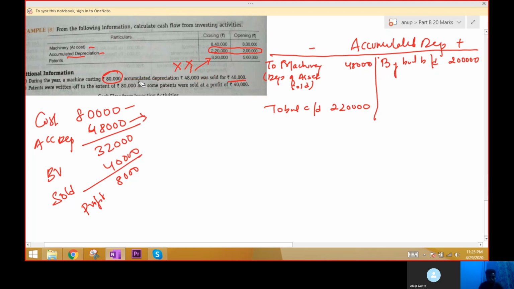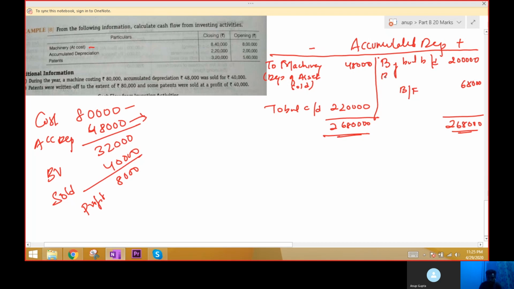Anything else about accumulated depreciation? No, sir, nothing is mentioned, because the next one is for patent. So we need to balance the ledger now. Let us balance the ledger. Obviously the debit side is more, so let us total the debit side. It is 2,68,000. It should also be 2,68,000 on the credit side, and the balancing figure here will be 68,000.